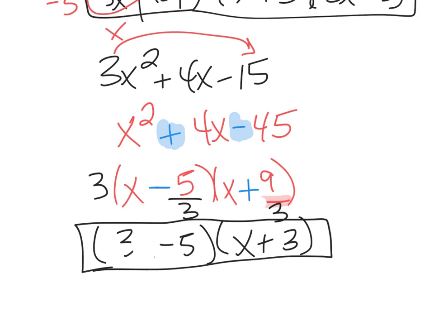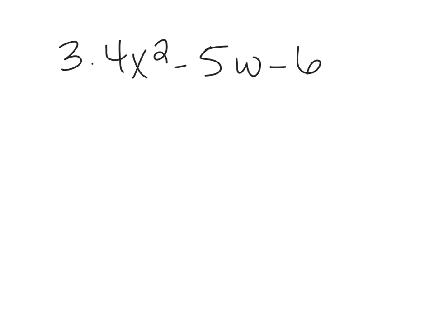Let me fix that. Okay. All right, number 3 is 4x squared minus 5x minus 6. All right, let me do a 2D box first.